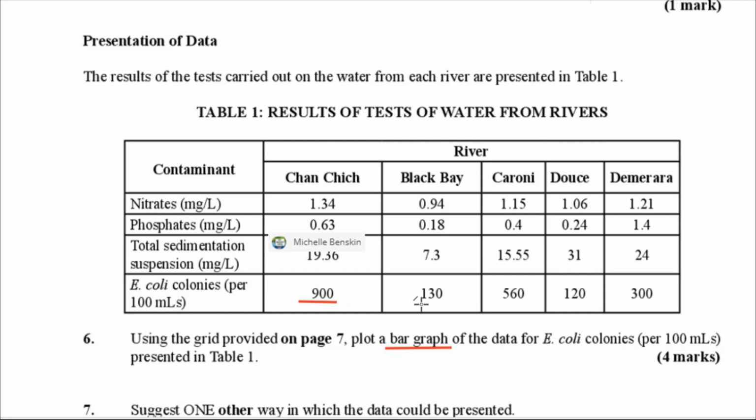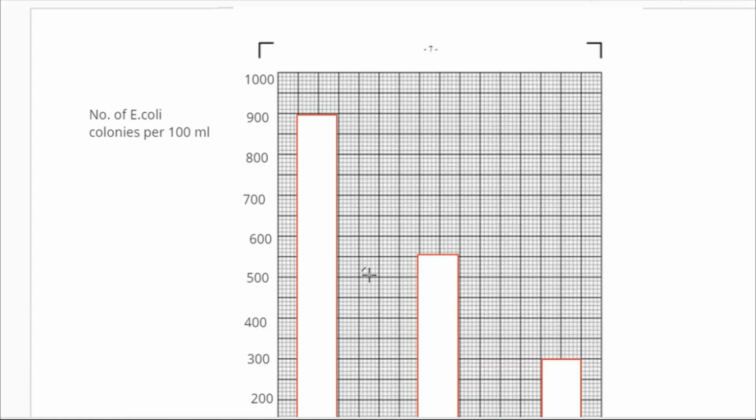So these are the results that we're using from the table to plot our graph. It's not the whole table, so you have to understand that we're just focusing on the E. coli colonies per 100 mils. That is the information that we're using to plot the graph. So our graph should look like this.